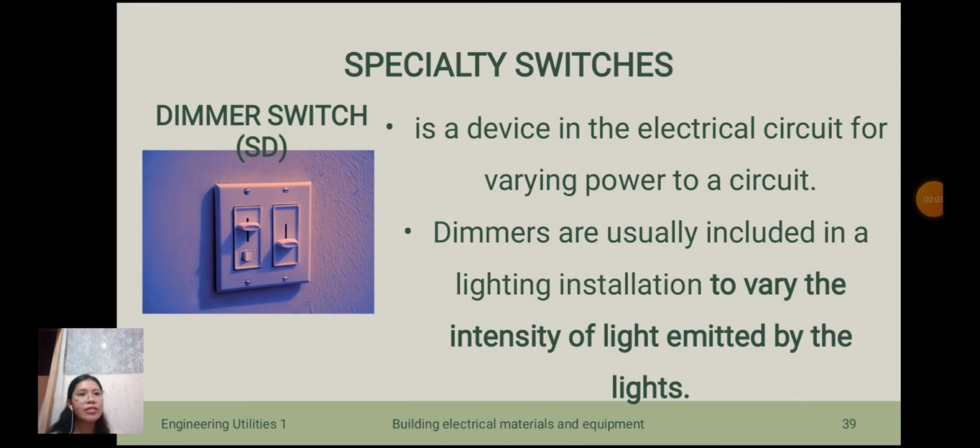Is a device in an electrical circuit for varying power to a circuit. So dimmers are usually included in a lighting installation to vary the intensity of light emitted by the light. So kinokontrol niya yung flowing. Ang tawag doon ay rheostat, if kinokontrol niya yung flowing ng lights.